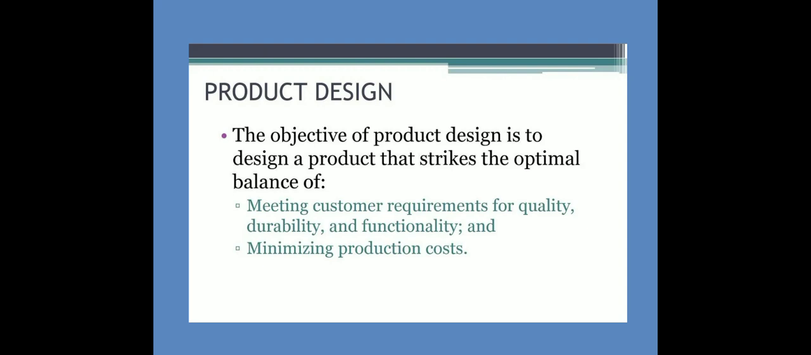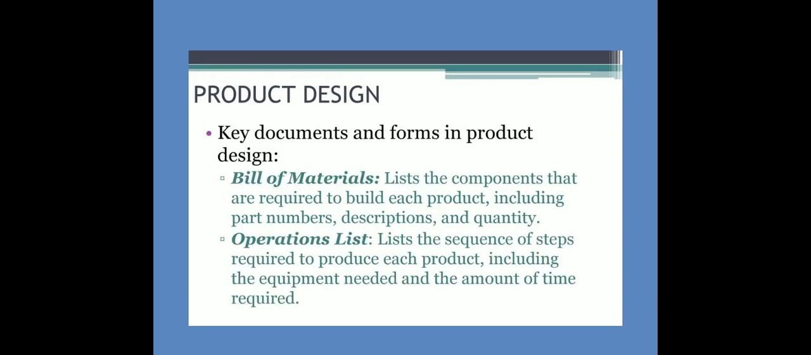Product design. Key documents and forms in product design. Bill of materials. List the components that are required to build each product, including part number, description, and quantity. Operation list. List the sequence of steps required to produce each product, including the equipment needed and the amount of time required.